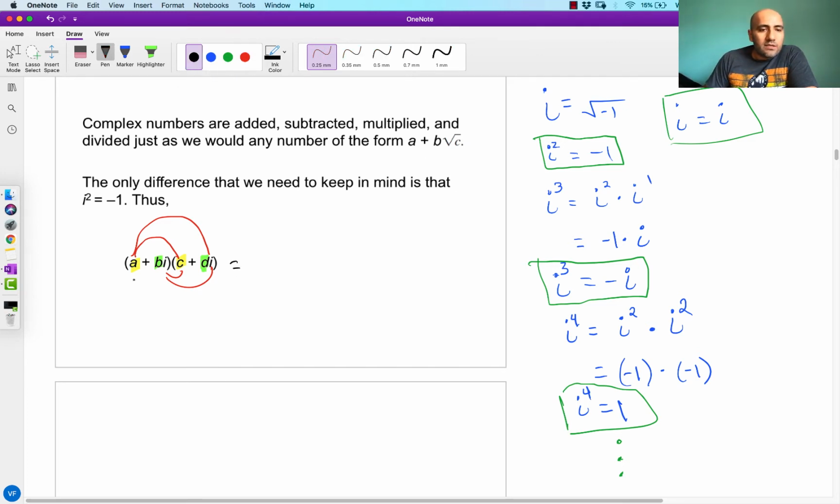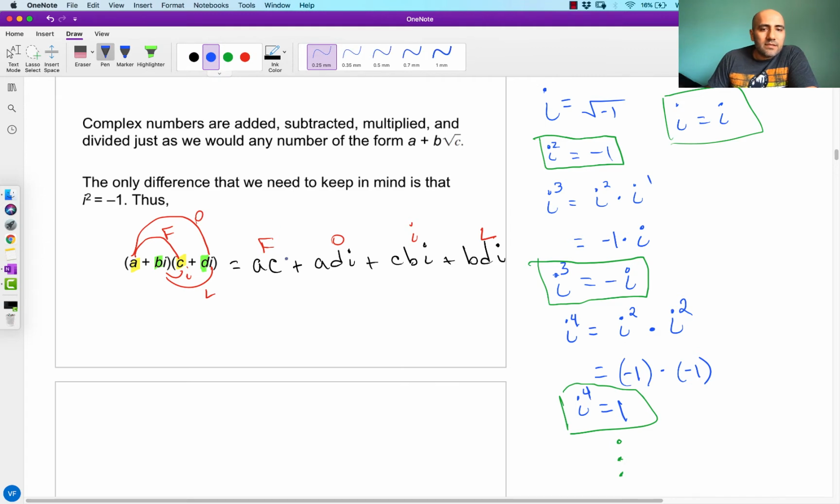So this will be equal to a times c plus a times di, a di, plus c, I'm sorry, cbi, that would be this one, and then finally dbi plus bdi. Right, this is the F, the O, the I, and the L. FOIL. Okay, so next we're going to combine like terms.